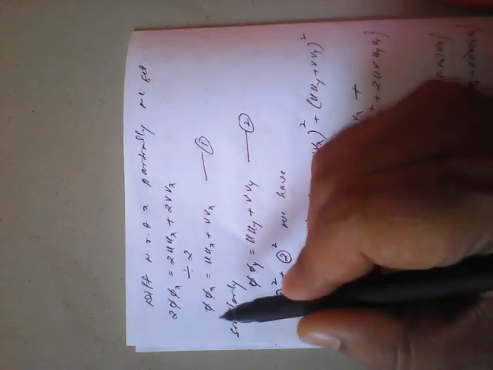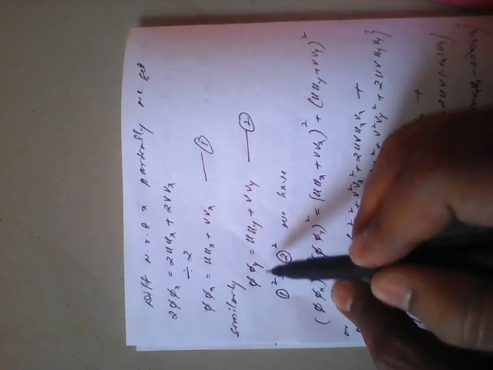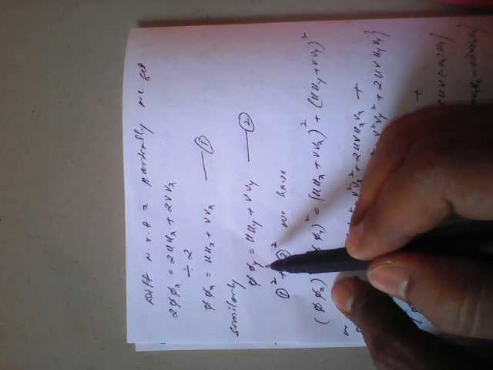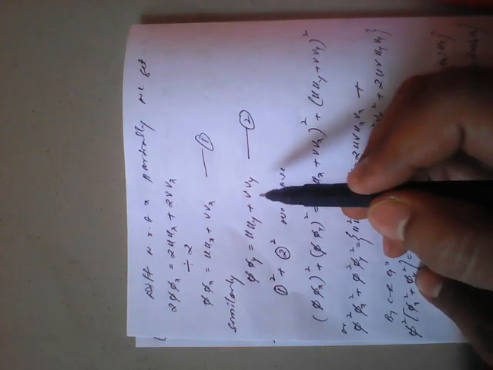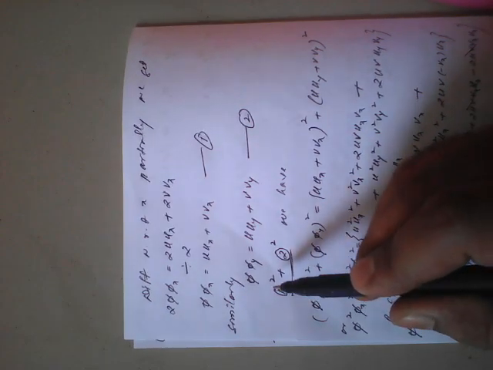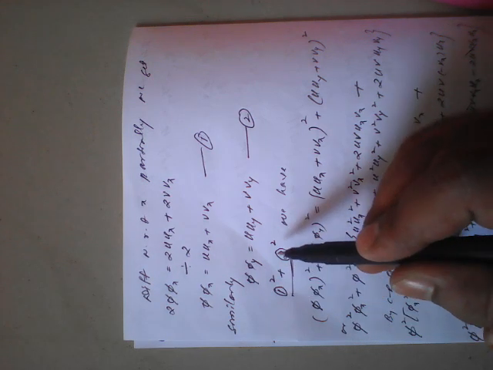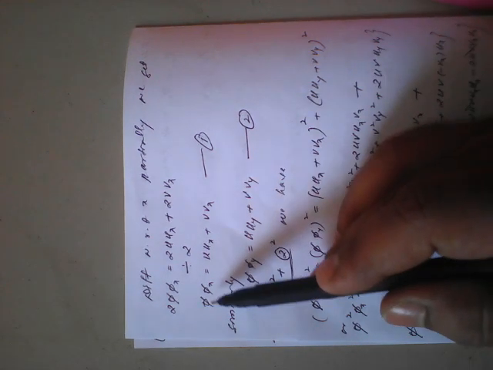Because this is a symmetric function, similarly with respect to y we can write directly phi into phi y is equal to u into uy plus v into vy, and give it equation number 2. Next, just concentrate here. I have taken equation 1 square plus equation 2 square, so 1 square on the left hand side.